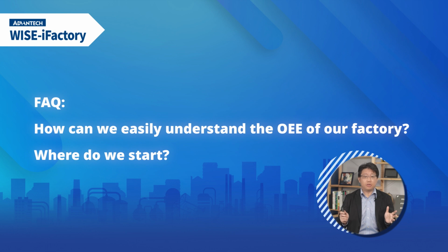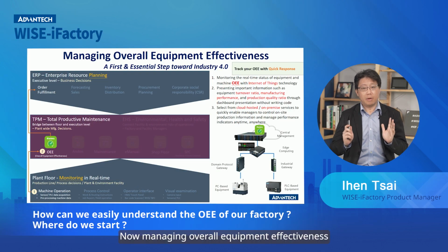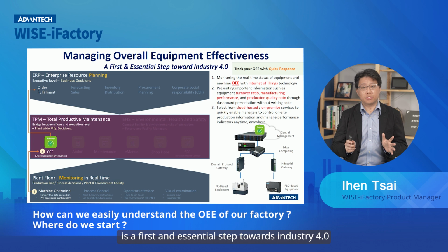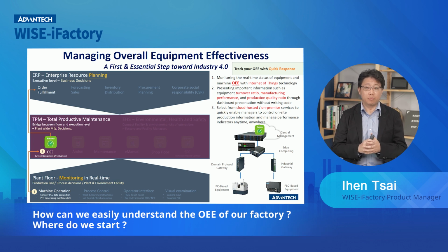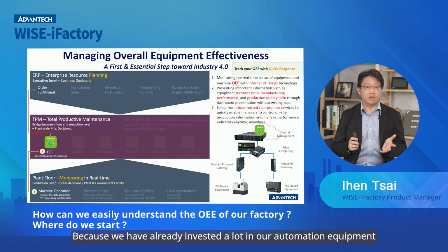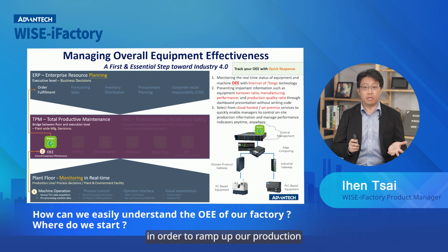How can we easily understand the OEE of our factory? And where do we start? Now, managing overall equipment effectiveness is a first and essential step towards Industry 4.0 because we have already invested a lot in our automation equipment in order to ramp up our production and to enhance our quality.